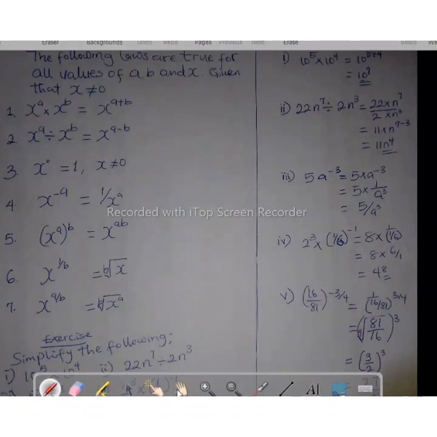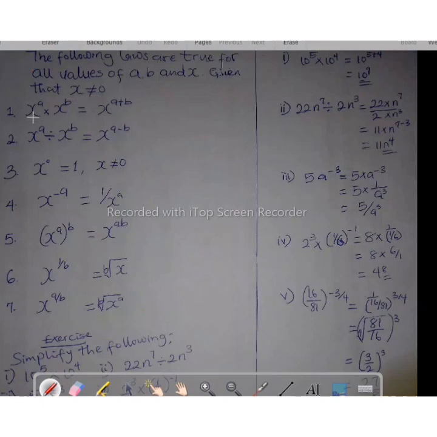In this video, I'm going to take you through the laws of indices, and I will also show you some examples of how to apply this law in solving indicial expressions. All right, let's go. Now, the following laws are true for all values of a, b, and x, given that x is not equal to 0.